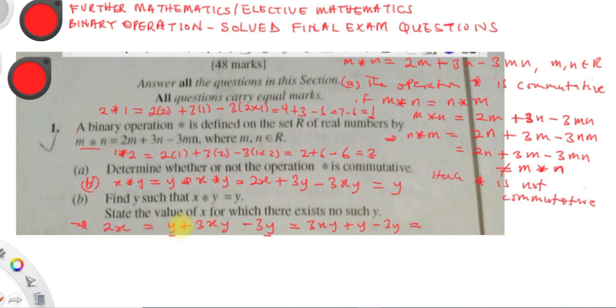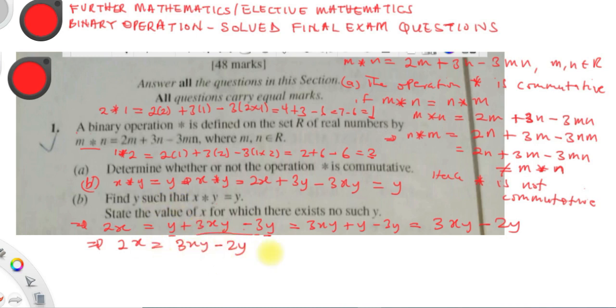You have to know that this is the whole thing. So y minus 3y, you get negative 2y. So 2x is equal to 3xy minus 2y. Have you seen? You can change the equation. We are looking for y. Say find y. So you have to make y the subject.